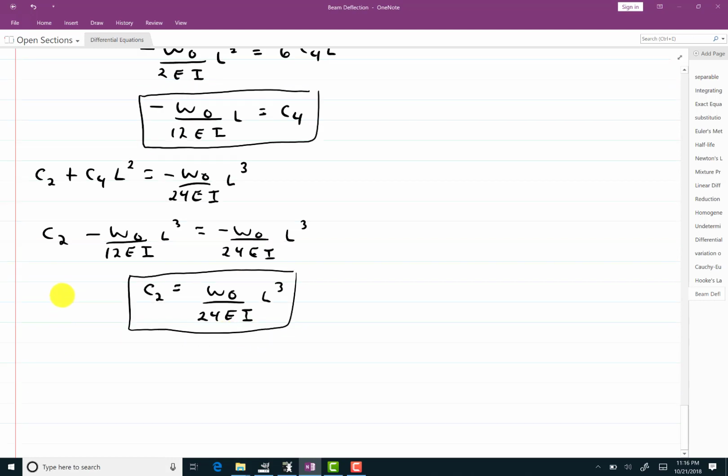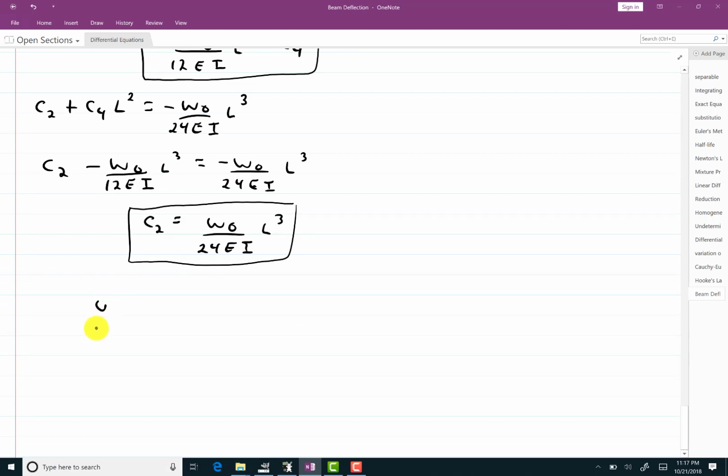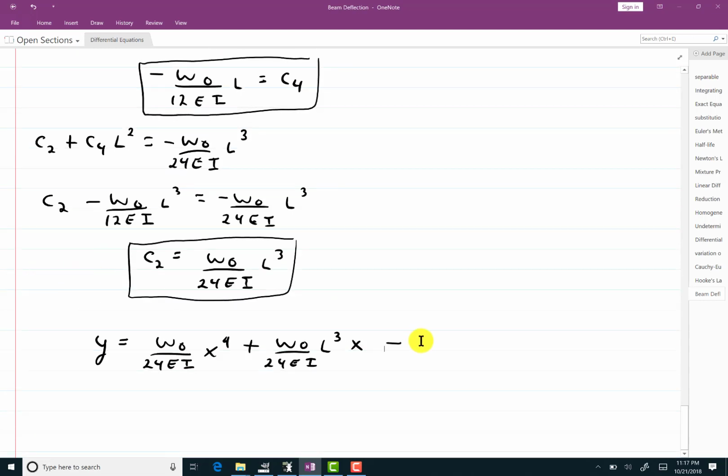C1 and C3 were equal to 0. So my solution finally is y equals W naught over 24 EI x to the fourth plus W naught over 24 EI L cubed, and C2 was connected to x. And finally, minus C4, where did you go at? Minus W naught over 12 EI L, and that was attached to x cubed.